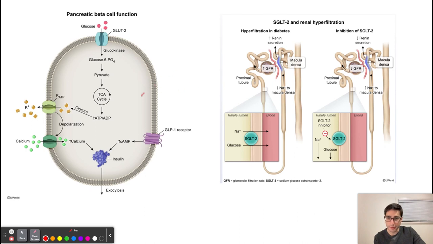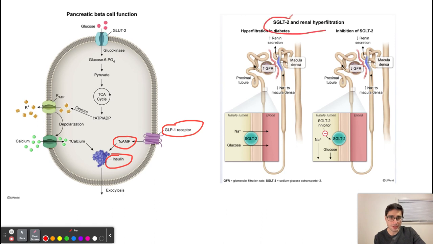Now, this is to help you remember what is going on if you forgot the mechanism for these two drug classes. So GLP-1 is a hormone that is secreted by our small intestines when food reaches the small intestine. And when GLP-1 is secreted, it goes to the pancreatic beta cells, and then it causes an increase in cAMP levels in the beta cells, and this causes exocytosis of insulin. So GLP-1 is responsible for the exocytosis of insulin.